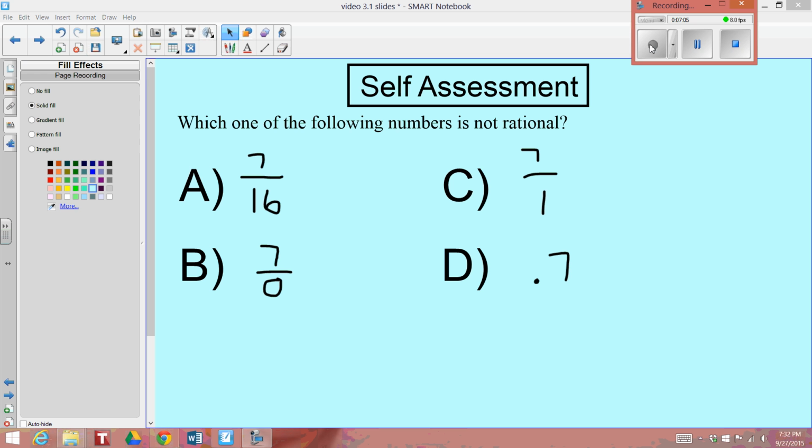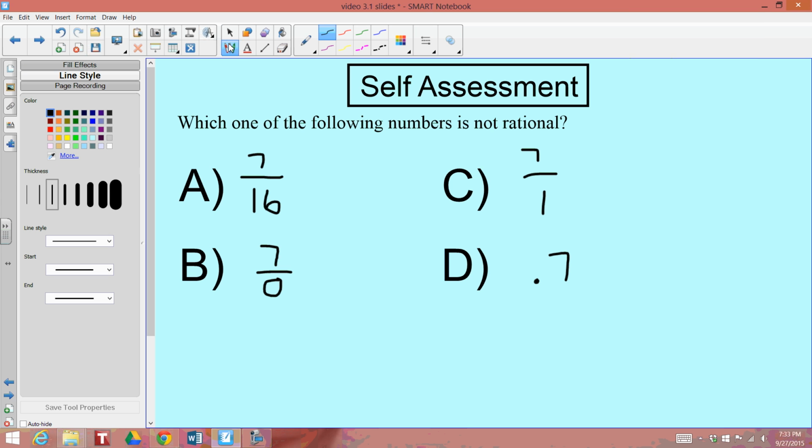Okay, let's see if you can answer this question on your own. Why don't you press pause on the video and try to figure out which one of the following numbers is not rational. Okay, let's go through each one. Let's look at A. A says 7/16. Well, I know that 7 is an integer, and I know that 16 is an integer. 16 is the denominator, and it's not 0. So therefore, this must be a rational number.